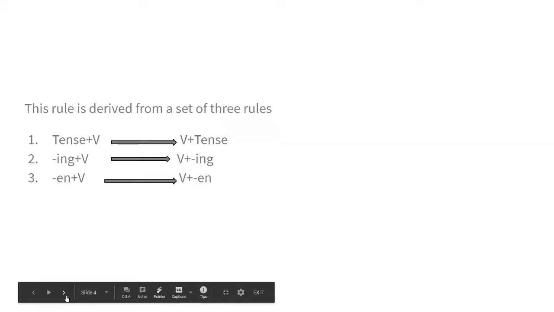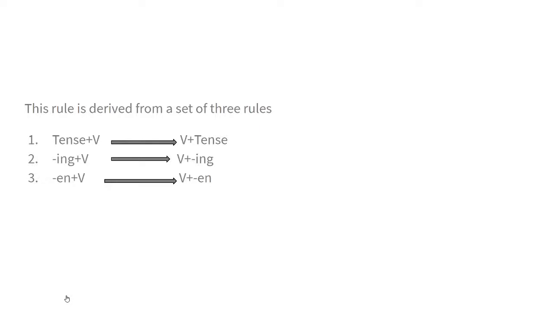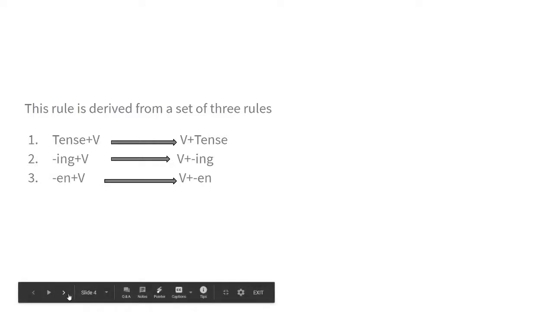So this rule is derived from a set of 3 rules. Tense plus verb, after applying the affix switch rule, becomes verb plus tense. Ing plus verb becomes verb plus ing after the affix switch rule. En plus verb becomes verb plus en after the affix switch rule.